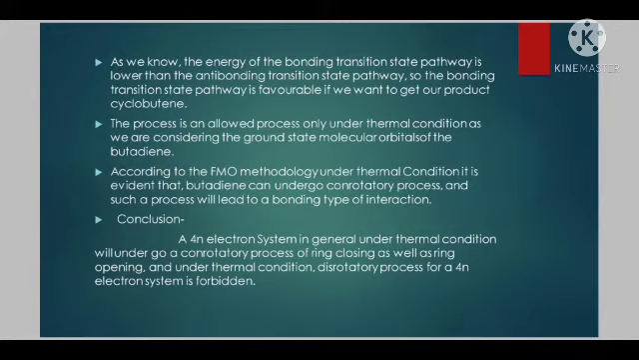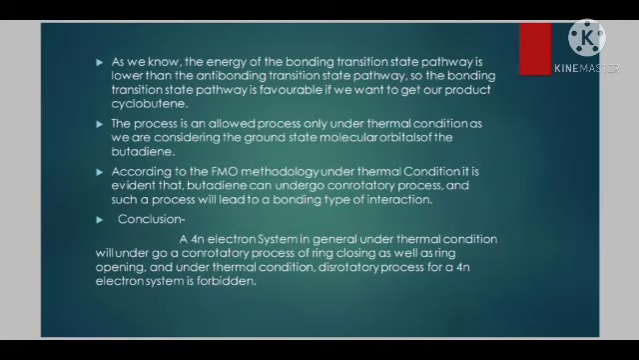The process is an allowed process only under thermal condition, as we are considering the ground state molecular orbital of butadiene. According to the frontier molecular orbital methodology, under thermal condition, it is evident that butadiene can undergo a conrotatory process, and such a process will lead to a bonding type of interaction. So we can say a 4 electron system in general under thermal condition will undergo a conrotatory process of ring closing as well as ring opening, and under thermal condition the disrotatory process for a 4 electron system is forbidden.